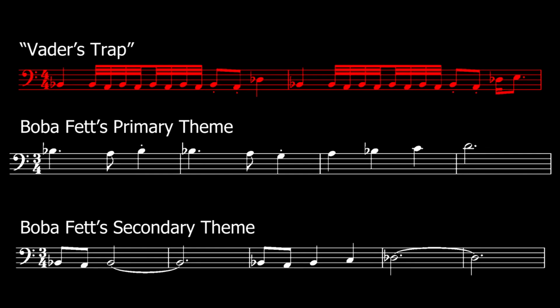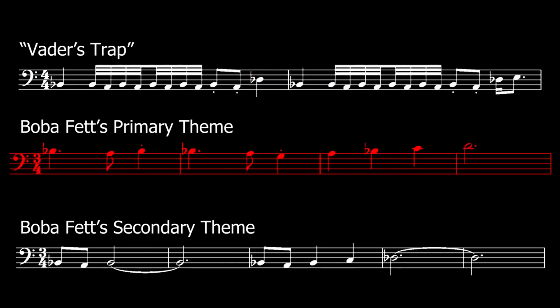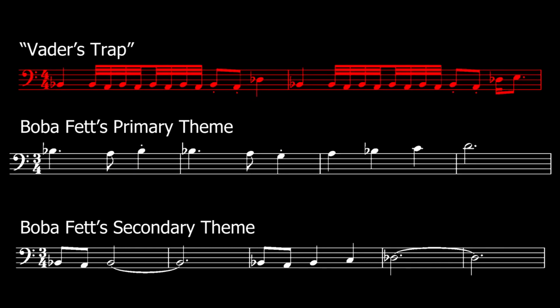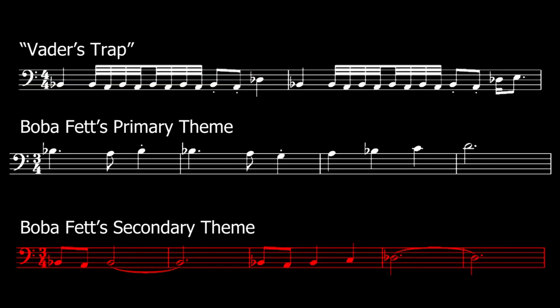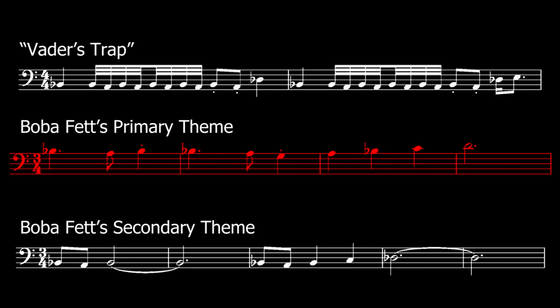All three lines focus heavily on this half-step motion that begins by moving down and then back up. And they all tend to repeat this motion to some extent. The Vader's Trap cue acts as a trill, and the Boba Fett themes have a second phrase that begins by repeating the descending motif after the first instance had just ended, almost like a slow motion trill.